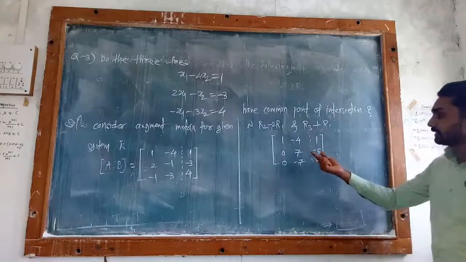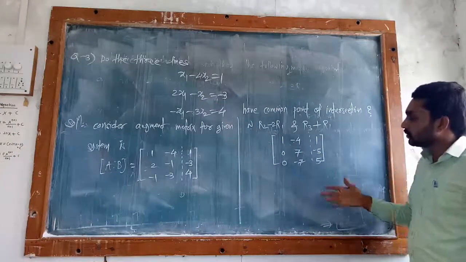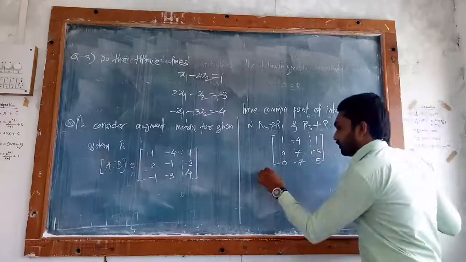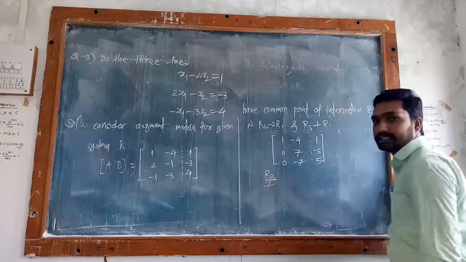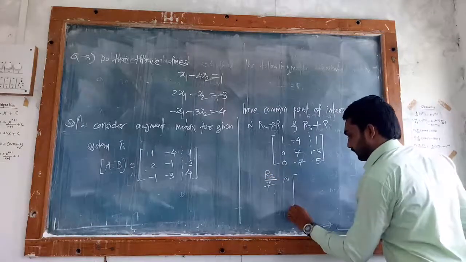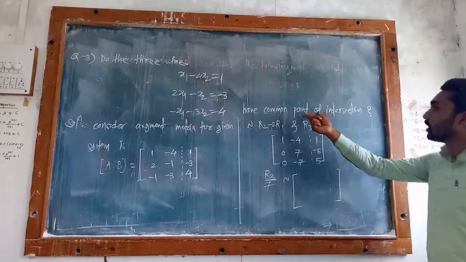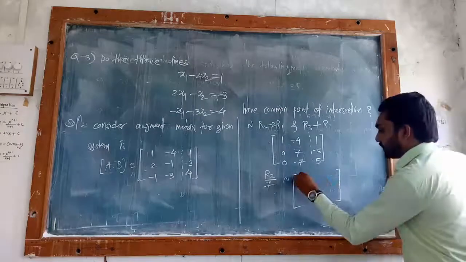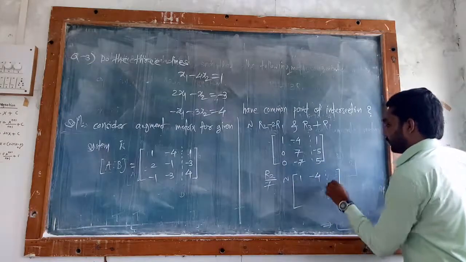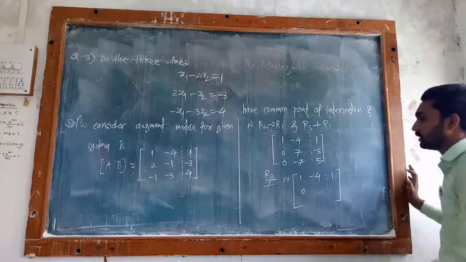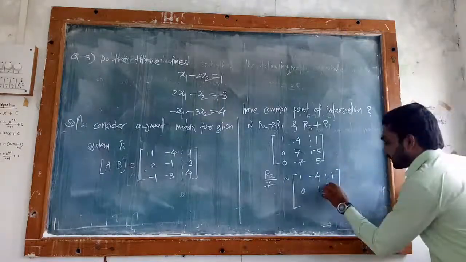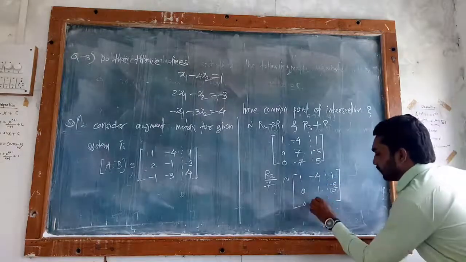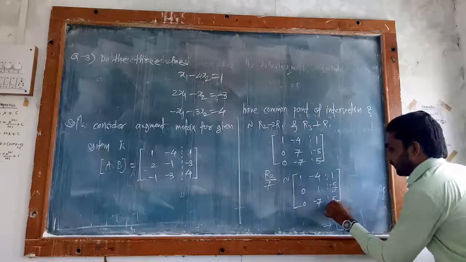We have to divide the second row by 7, or we can't divide that 7 now, we can take as it is. So take R2 divided by 7. Then we have to find the common point of intersection. That means we have to find the value of x1, x2, right? So your first row is 1, minus 4. This one, 0 upon 7 is 0. 7 upon 7 is 1, and this last value is minus 5 upon 7. And your third row as it is, 0, minus 7, and this is plus 5.